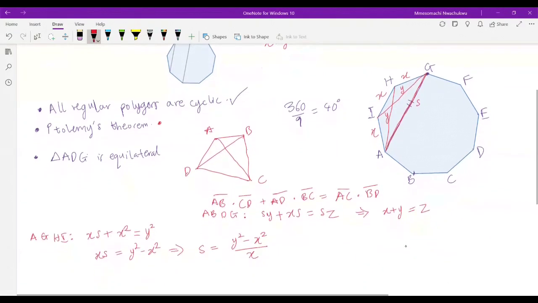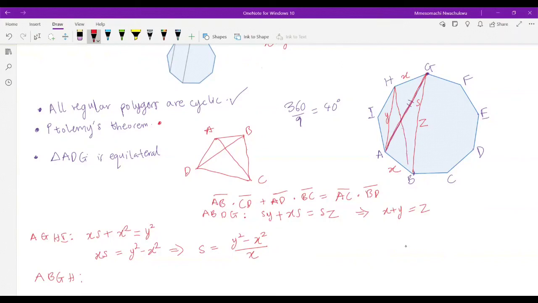Now let's find a way to relate s to z and maybe either x or y. So let's bring this in. So this is z, and this is x again. So let's look at the cyclic quadrilateral A, B, G, H. What does this give us? I'll just erase this so as to prevent the distraction. So this is s, and this is also going to be s.